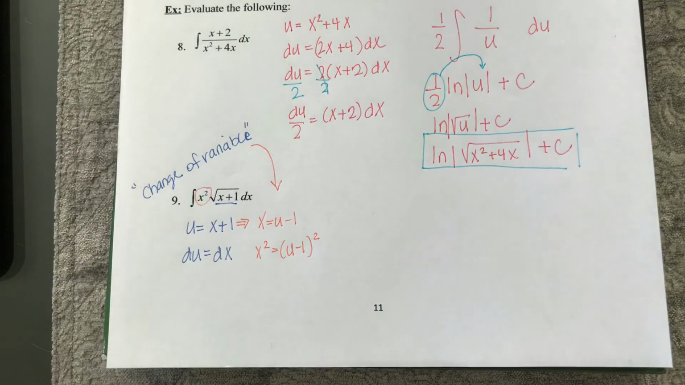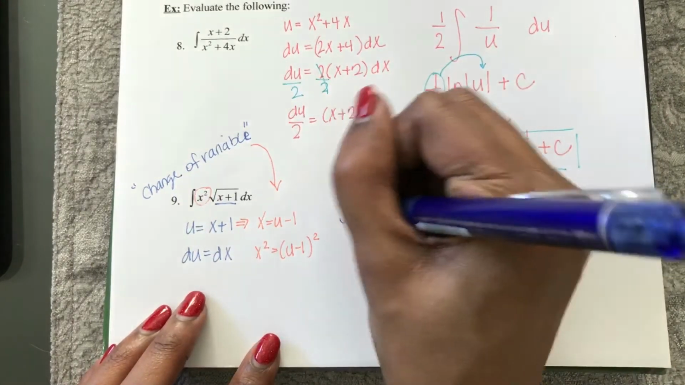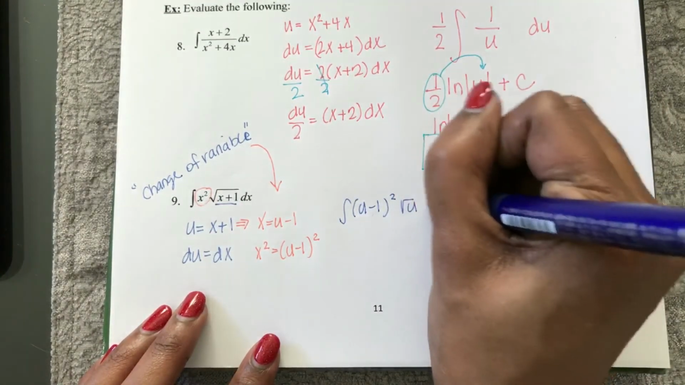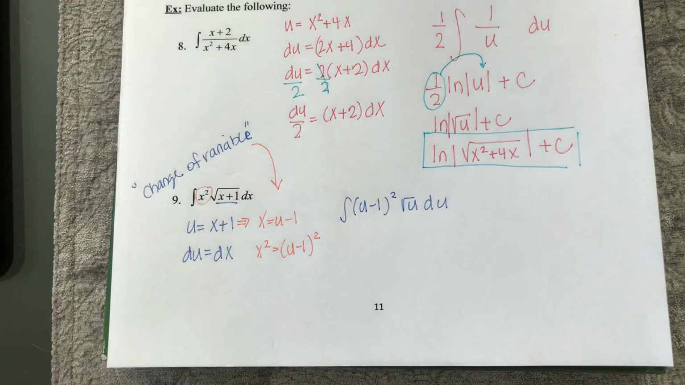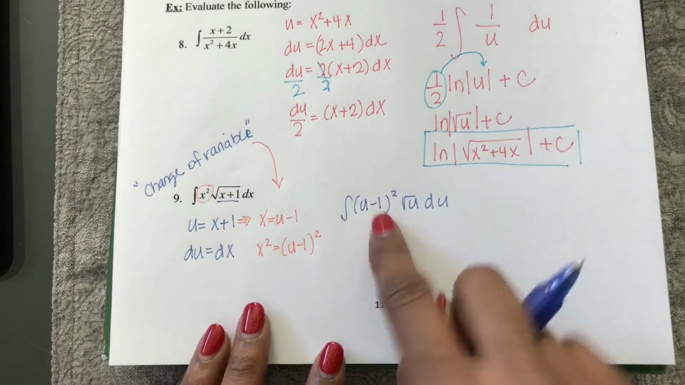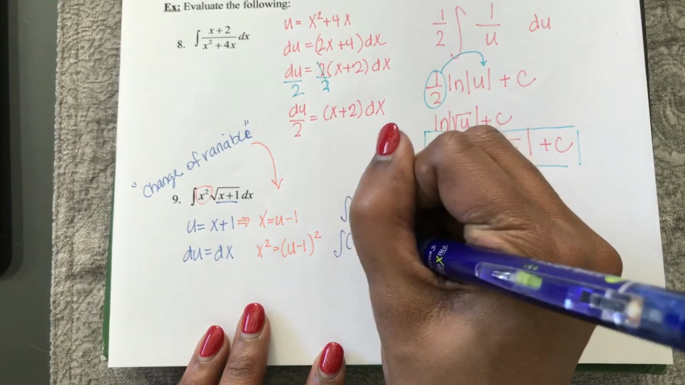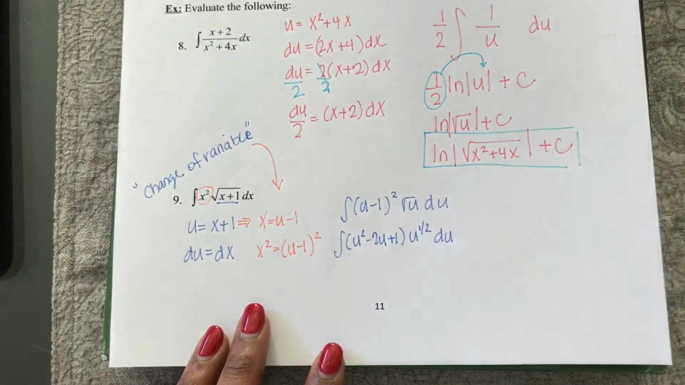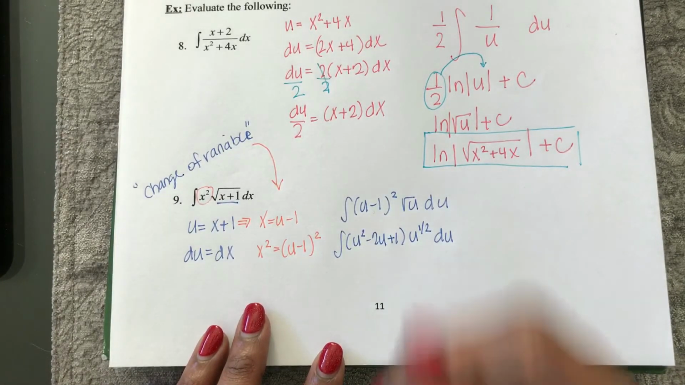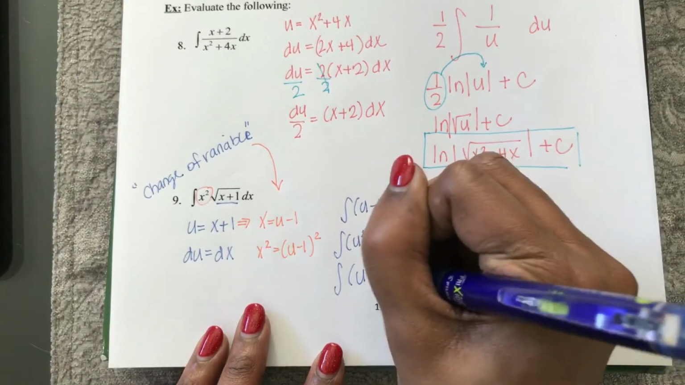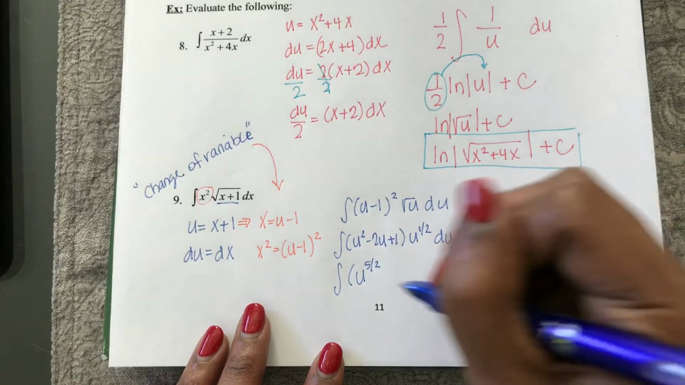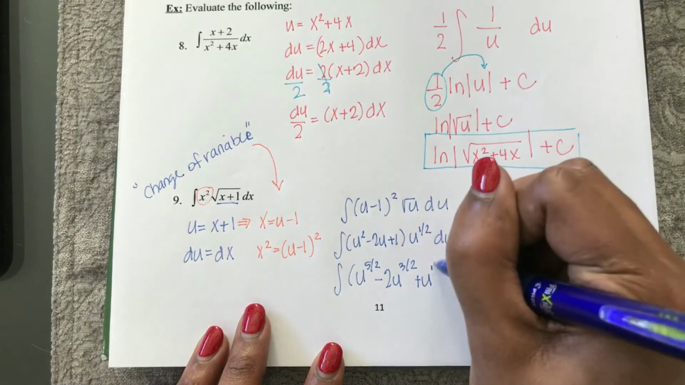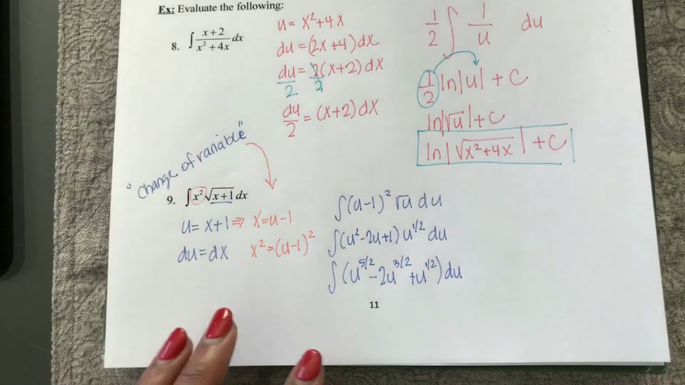So now I can substitute in what I know. x squared is (u minus 1) squared. And then this is square root of u du. So I need to simplify this. I'm going to FOIL this out. This becomes (u squared minus 2u plus 1) times u to the 1/2 power du. So that becomes the antiderivative of u to the 5/2 power minus 2u to the 3/2 power plus u to the 1/2 power du.